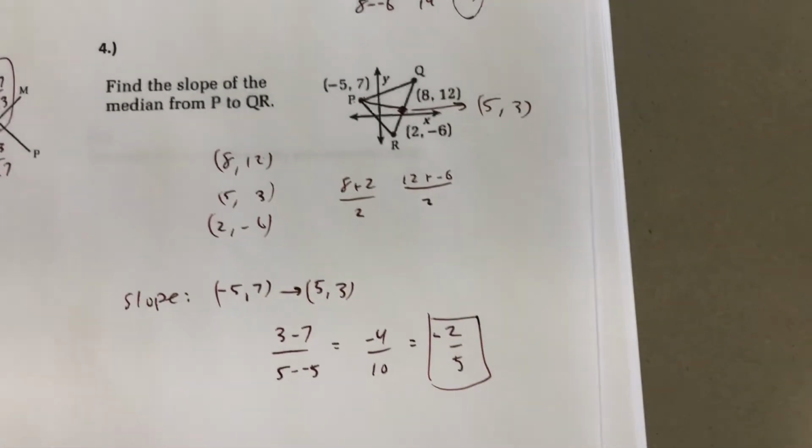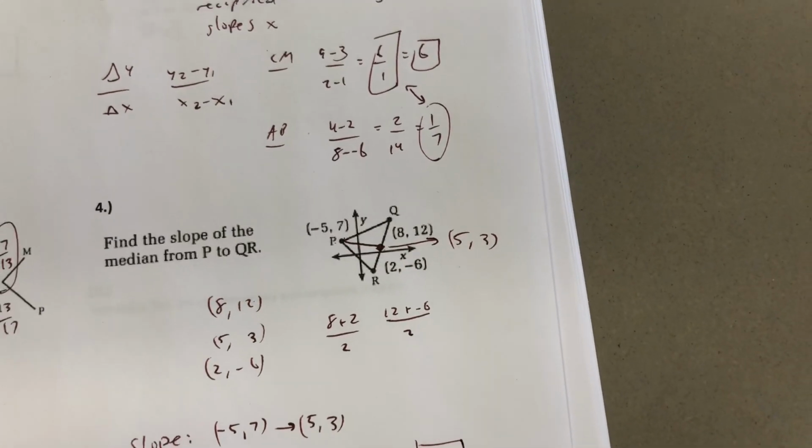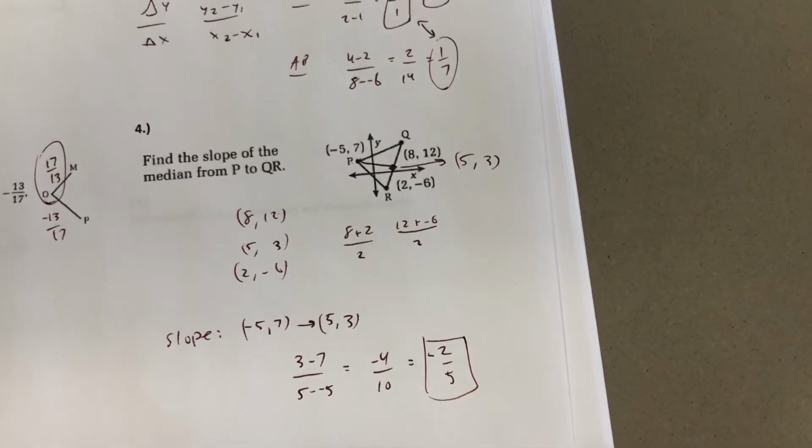And I think that seems reasonable based on the picture here. It looks like a downward slope, so it should be negative. And it should be a pretty shallow slope, and 2/5 is less than 1.